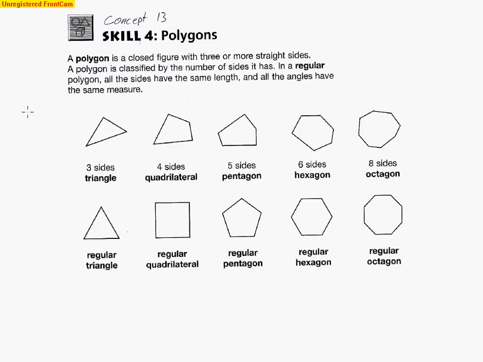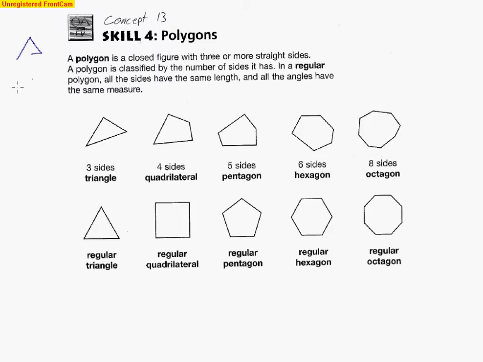This is the tutorial for Concept 13, Skill 4, polygons. And so a polygon is a closed figure. So when we talk about a closed figure, all the points or the lines that make up the polygon have to come together. So for instance, this is not a closed figure. You see how it has an open end here.